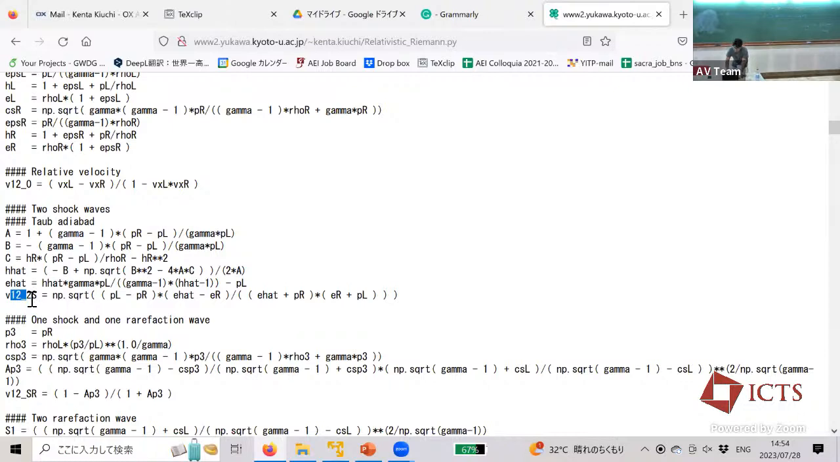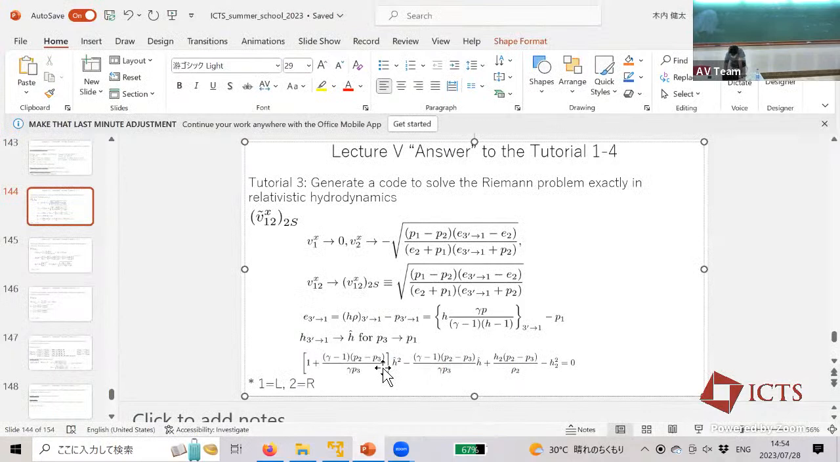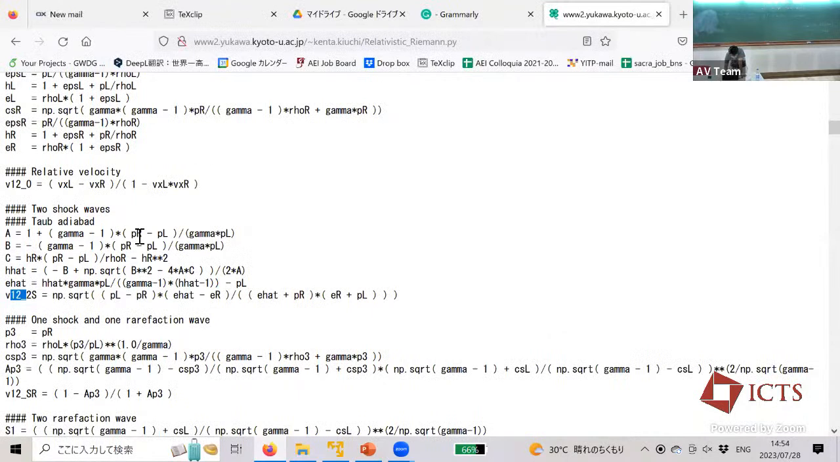First we define the coefficients A, B, C, which correspond to the case of P3 approaching P1. For example, coefficient A is 1 plus gamma minus 1 times the left side. In this case, the left is state 1 and the right is state 2, divided by gamma PL.